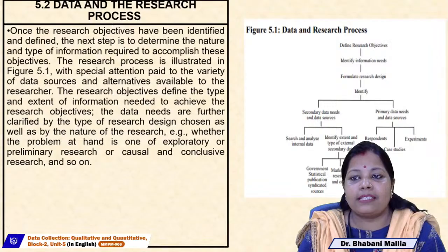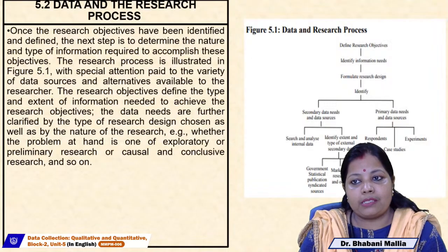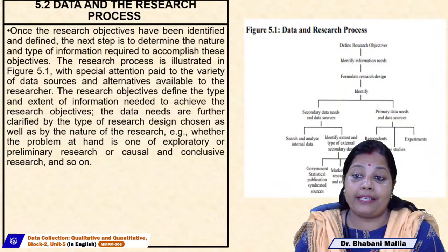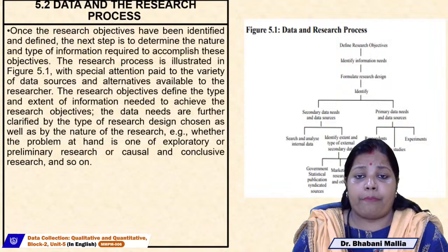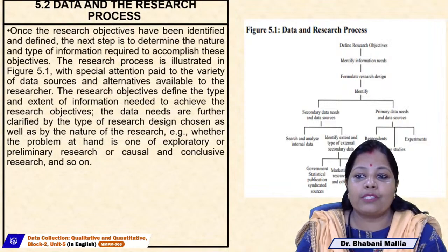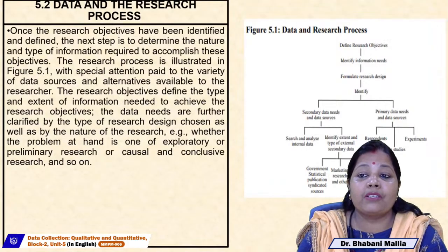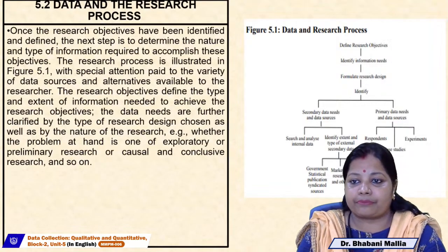The first one is defining research objectives. In our previous chapter, we discussed how and when we will be able to define our objectives. Once the research objectives are defined, then we can go for identifying information needs. Once we know my questions, then I can find what the sources are, or where I will get the information, or what information is required.